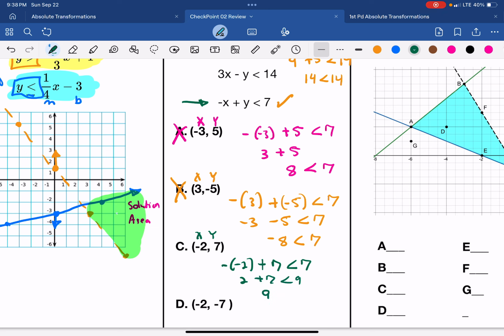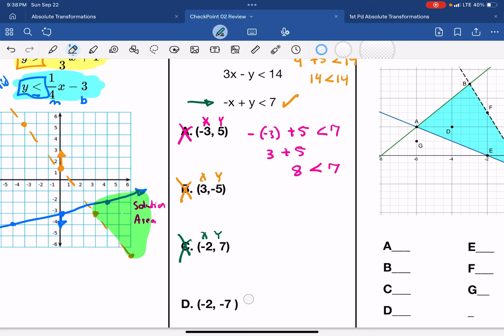But let's check our work. Let's make sure that we're doing things right. So x, y here. I'm going to plug it in. -2 plus -7 is less than 7. Negative is a +2. 2 minus 7 is -5. -5 is less than 7. Check. So this one worked.